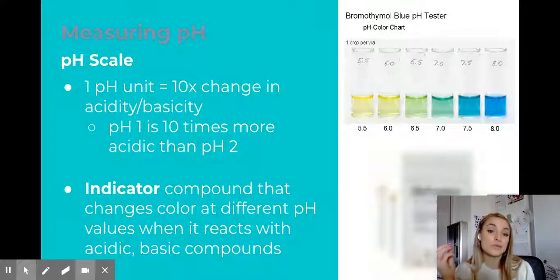Each of those are different liquids with different pH values. When we add the bromothymol blue to the liquid, the bromothymol blue changes color, and then we would compare that to a standard, something like a picture, that would say that this color of liquid means that we have this value of pH.